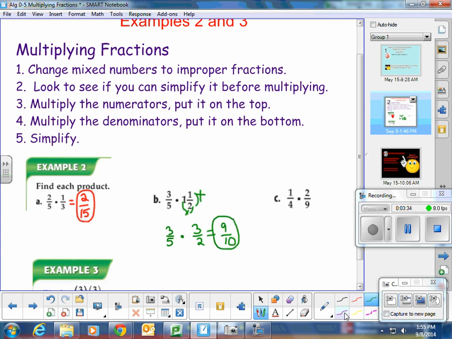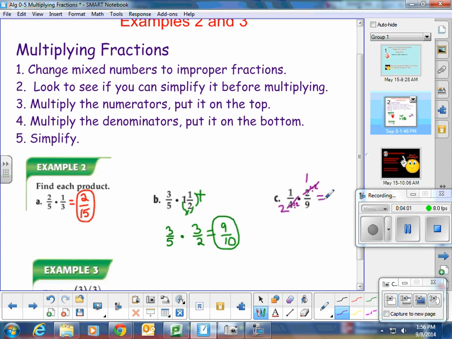Next example, I don't have any improper fractions, so I can move on to step 2. This is one where I can simplify it before I multiply, because right here with the 2 and the 4, they both can be divided by 2. So 2 divided by 2, I'm going to replace that with a 1, and 4 divided by 2, I'm going to replace that with a 2.